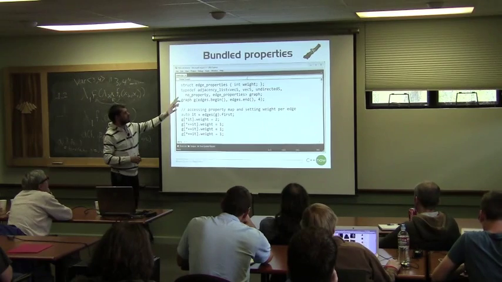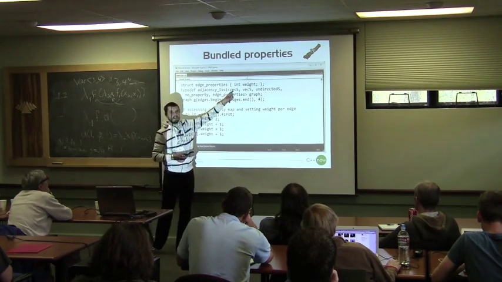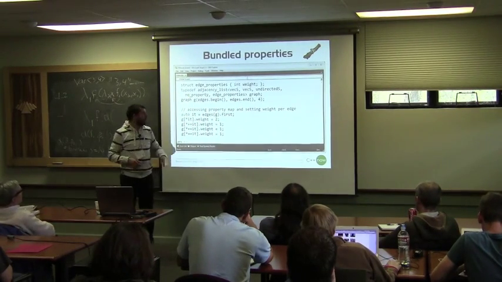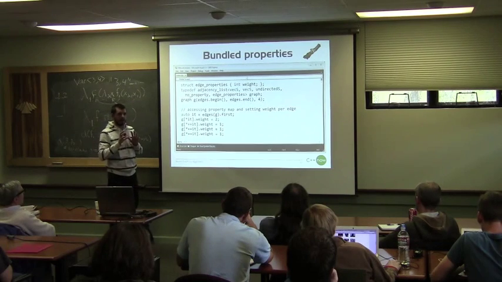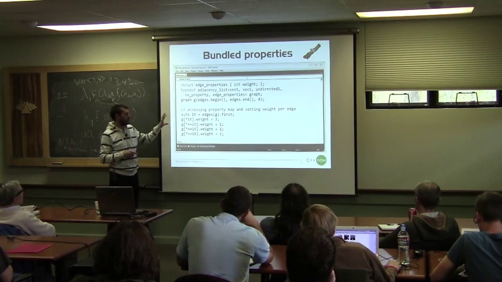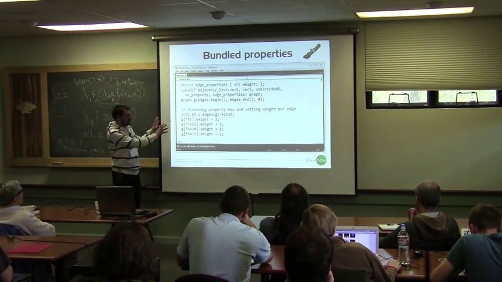When I use these so-called bundled properties, it's called bundled properties because you can easily bundle a couple of properties. It's just a bunch of member variables. If you use these bundled properties, you can also access these properties individually per edge. We have seen how this works before. We will have a look now at how it works with these bundled properties. The code is a little bit easier.